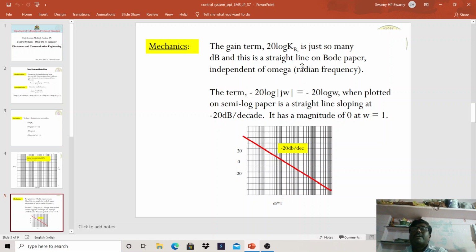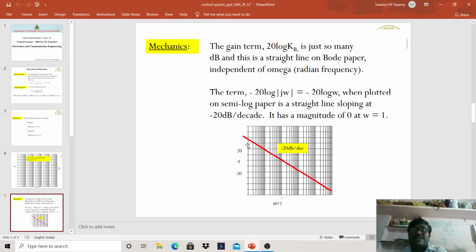Okay, it is independent of frequency. The term minus 20 log j omega is equal to minus 20 log omega. Then plotted on semi-log paper, it is a straight line sloping at minus 20 dB per decade. It has a magnitude of 0 at omega equal to 1. When 20 log j omega is there, it has the magnitude 20 log omega. At omega equal to 1, its slope is minus 20 dB.